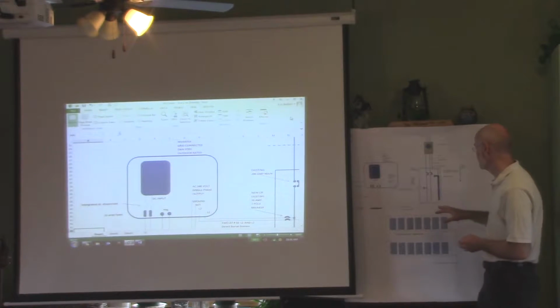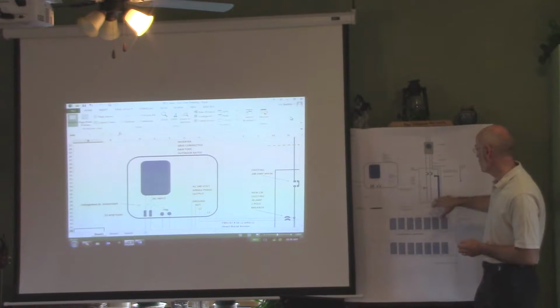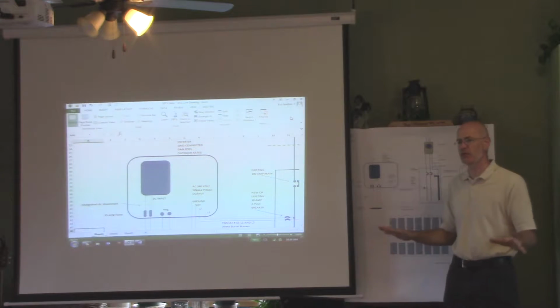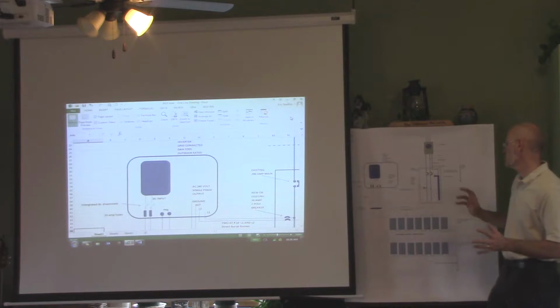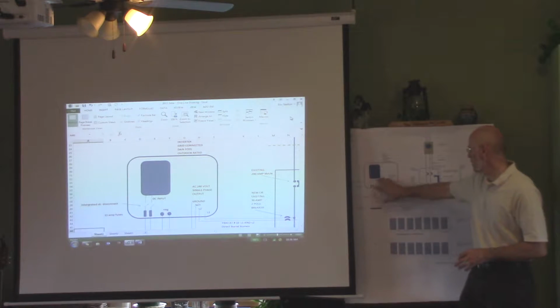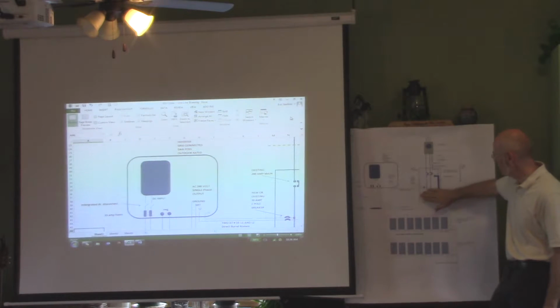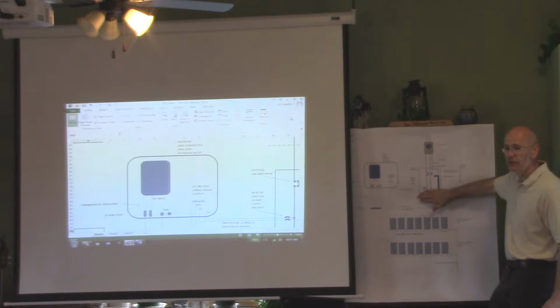Can I also ask another question? Okay. So now let's pretend that the house has no loads. Everything's turned off in the house. But it's noontime and this thing's cranking out power. Where's the power going to go? Is it going to go down here to all the loads in the house? There's no loads in the house. Where's it going to go?